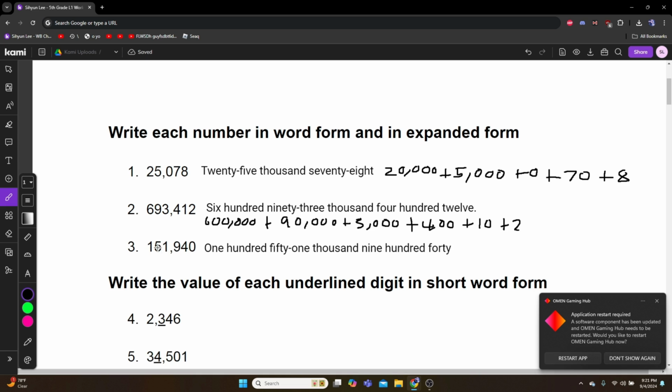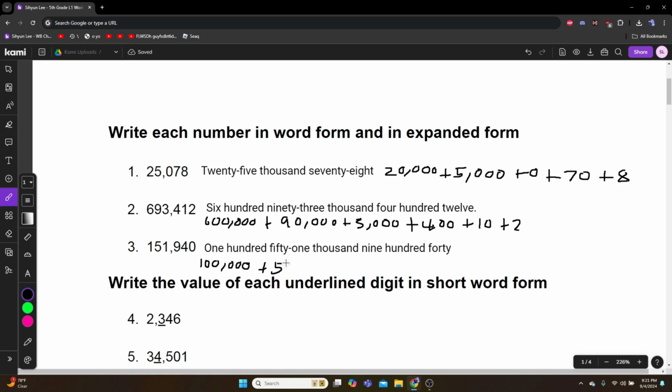Now same thing. We know this 1 is in the hundred thousands. 100,000 plus 50,000 plus 1,000 plus 900 plus 40, and then the last is 0, so just plus 0. And keep in mind that when you add these numbers all together, you should get this number again.